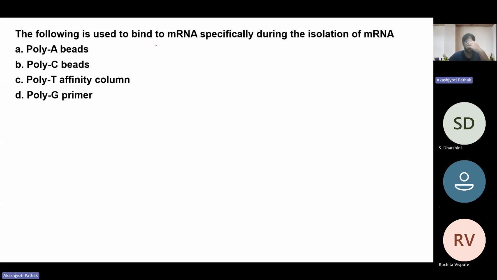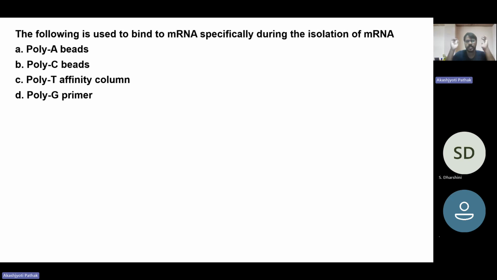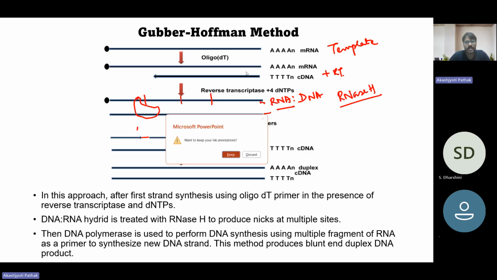So answer this question. The following is used to bind mRNA specifically during the isolation of mRNA. Option A is poly A beads, poly C beads, poly T affinity column, poly G primer. So what is the answer? Your mRNA, what does your mRNA have? It has a poly A tail. So if you want to purify the mRNA from other RNA, what is required? You can answer in the chat as well.